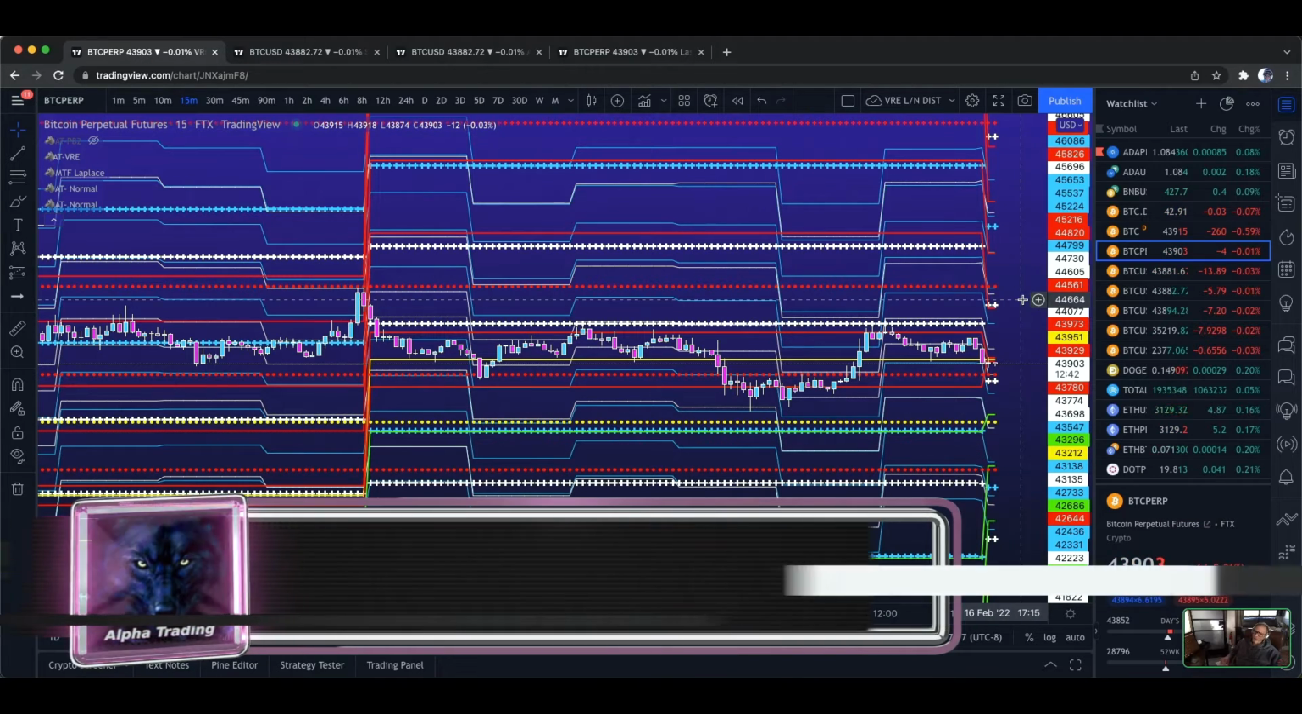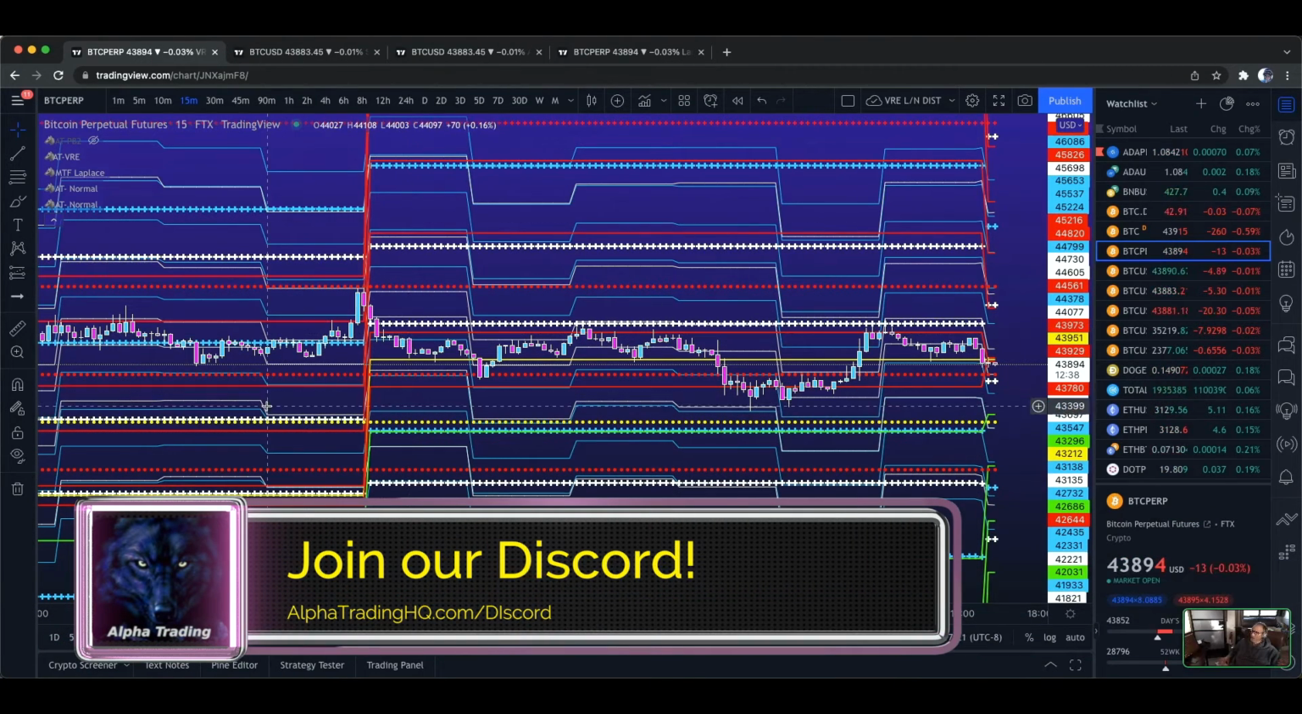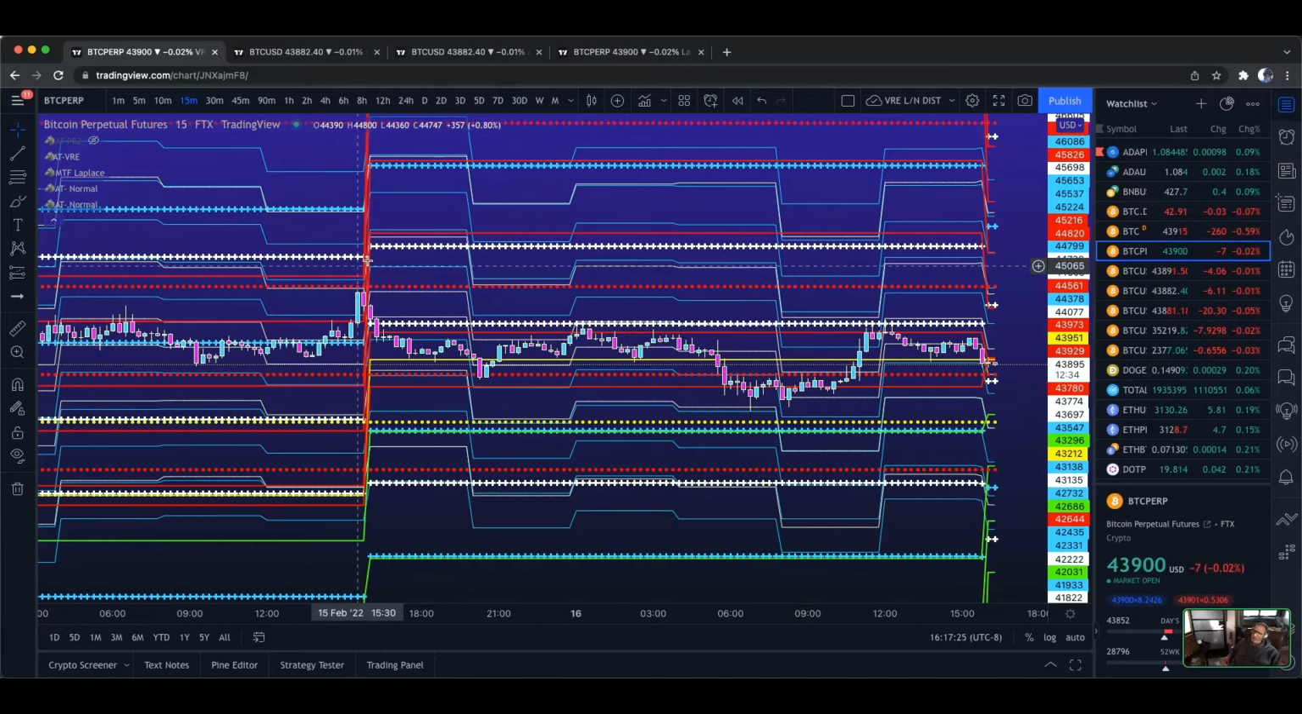But anyway, what's going on with Bitcoin here? We got our Alpha Trading Volatility Range Estimator up here with the daily, weekly, and monthly price action volatility ranges. And we also have normal and Laplace distribution levels, 4 hour and daily. Daily levels are the white and blue cross lines. The skinny white and blue lines are each 4 hour candle. As you see, they change every 4 hour candle. So Bitcoin opened up the day today.